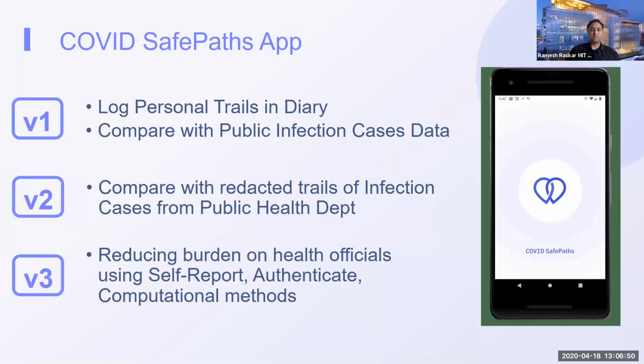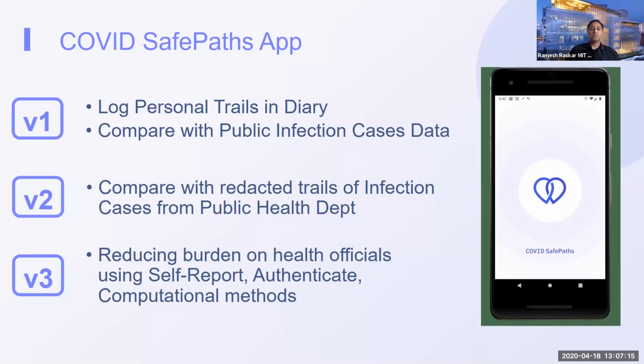So the Govt Safe Paths app that you can download right now on iOS and Android in V1 simply logs your personal location in a personal diary that stays on your phone and you never ever have to share with anybody else. And you can also download public domain data about counties or zip codes in your neighborhood of how the infectious cases are. This is something you can already use in our app.